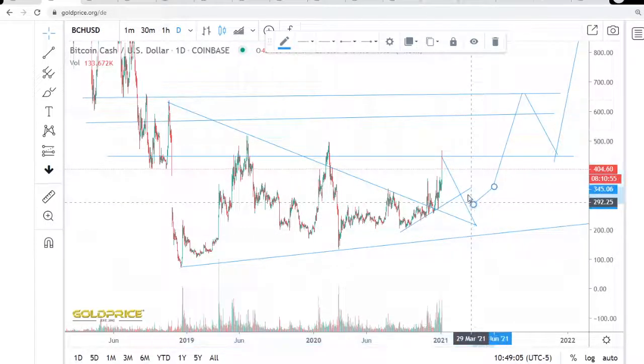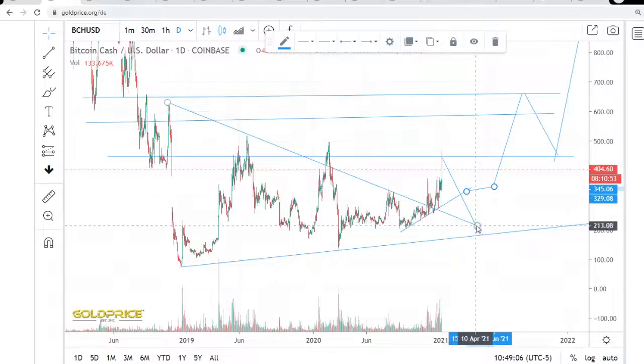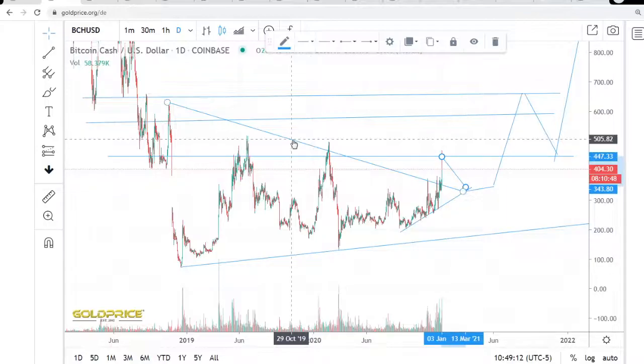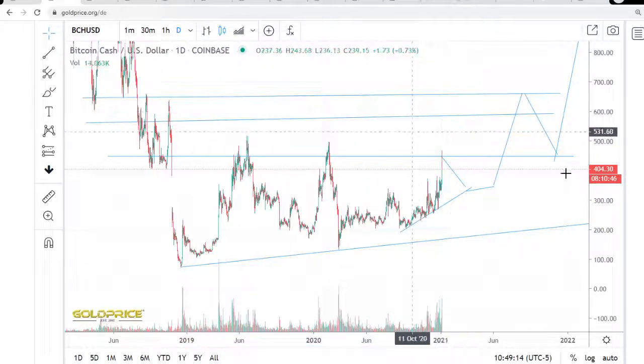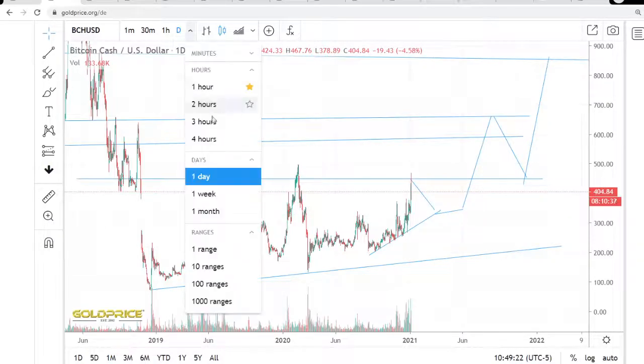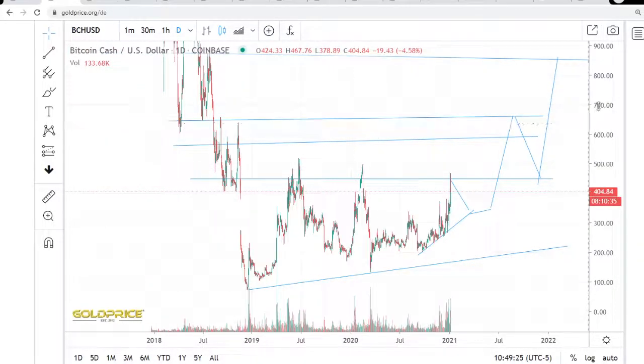But let's talk about the positive things. I think we have the opportunity to go to the top side because Bitcoin goes already to the top side, and now I think the altcoins can go to the top side. Let's look more in detail.